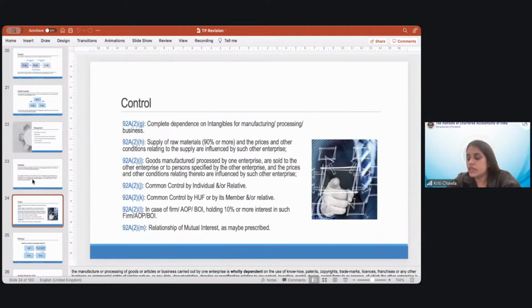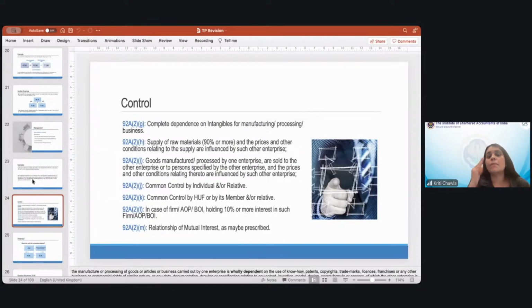Then the last few conditions that will help in association are basically called control conditions. It's not as if the law has actually called them control conditions. It's just for our understanding that we have called them control conditions.